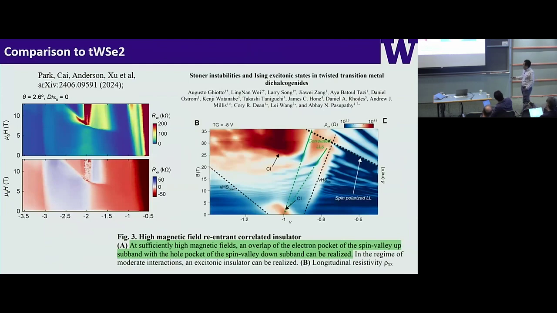So even though we see it at -2 here, right? But that's exactly the picture we're using, the two bands. So what I'm saying is that there's a possibility this state shares the same nature as the state seen at very high magnetic fields in WSe2. But that's just speculation.